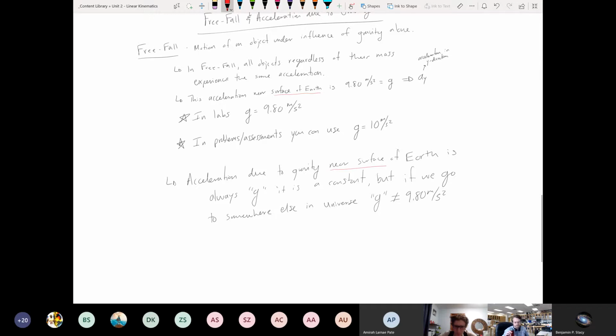And you can actually see that in the Apollo videos from astronauts on the moon. There's a good video I forgot to link to, from I think Apollo 15, where one of the astronauts was dropping a feather and a hammer at the same time. They hit the ground of the moon at the same time, but they didn't speed up as quickly as they do on the Earth, because on the moon, the acceleration due to gravity is 1/6 of what it is on the Earth.